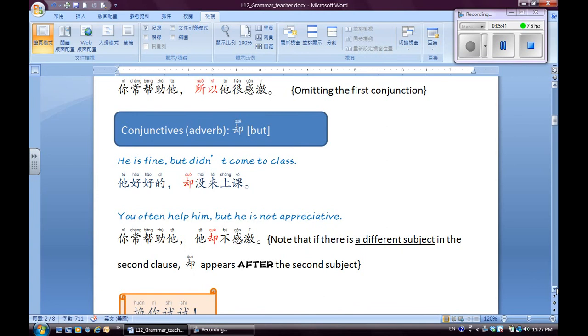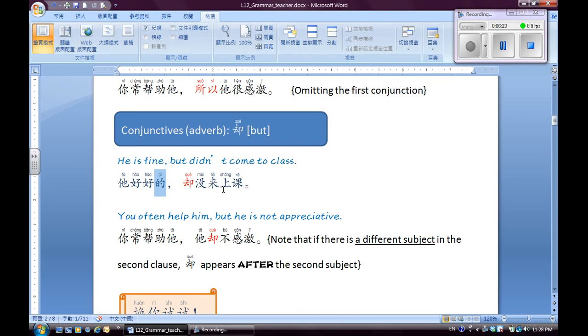So let's take a look at conjunctive adverbs. I am going to use 却, the new word, for example. Example number 1: 他好好的却没来上课。好好的 means fine. 他好好的, he is fine. 却没来上课, but did not come to class.